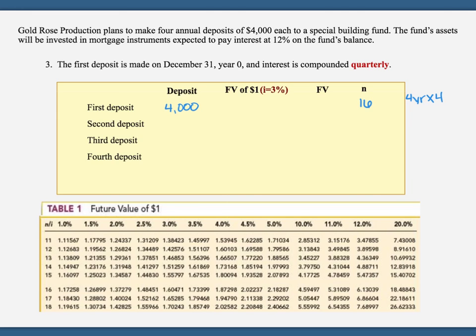Our interest rate that we'll use to find the future value factor is 3% because we took the 12% annual interest divided by 4 because interest is compounded quarterly to get 3% per period. So we jump down to our table, we look at 16, we come over to 3%, and we have 1.60471 as our factor. So we multiply that, and we'll get our future value number for the first deposit, and it's going to be 6,419.